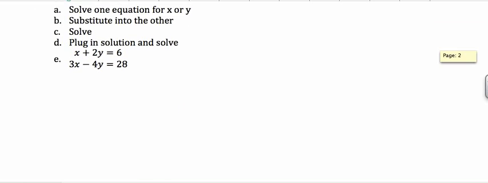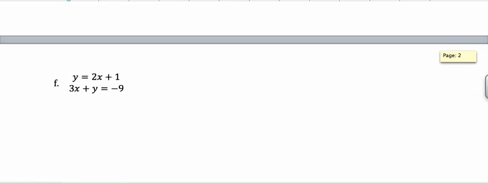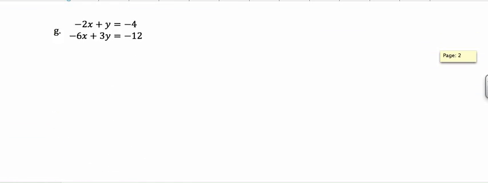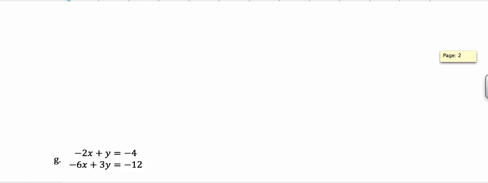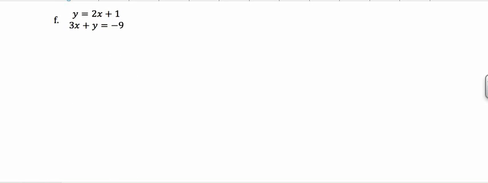Okay, so that's the whole process. I think the hardest part is figuring out which variable you're going to solve for. So here's what I want you to do. Do f and g on your own, pause, and then come back. Okay, hopefully you did that.